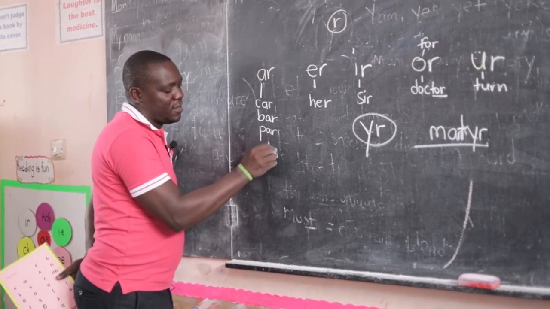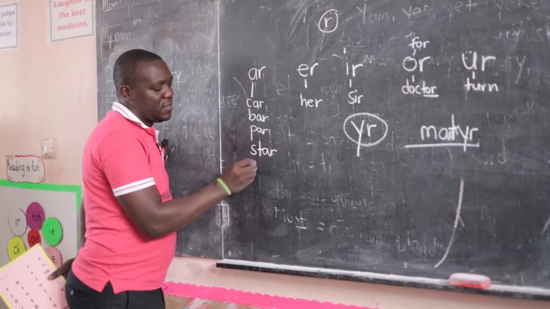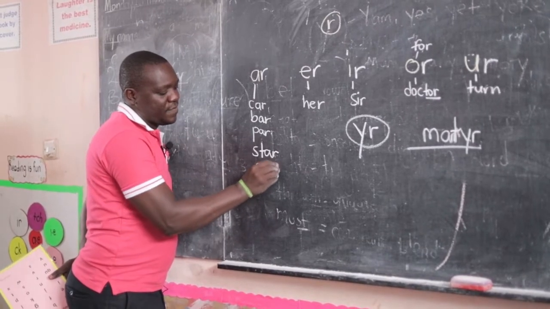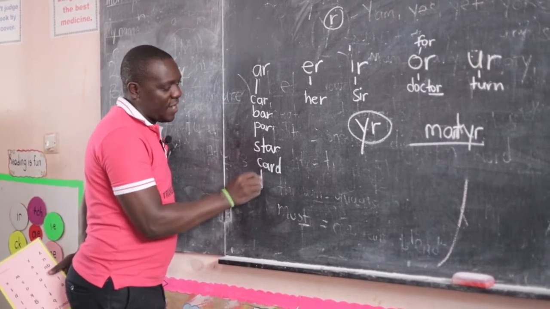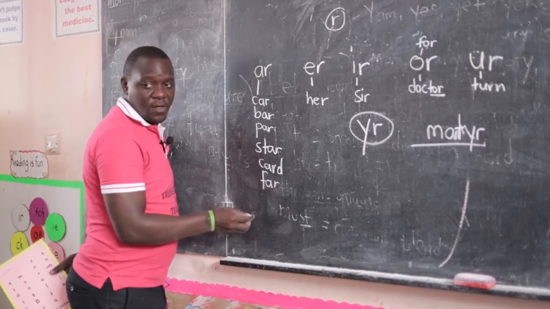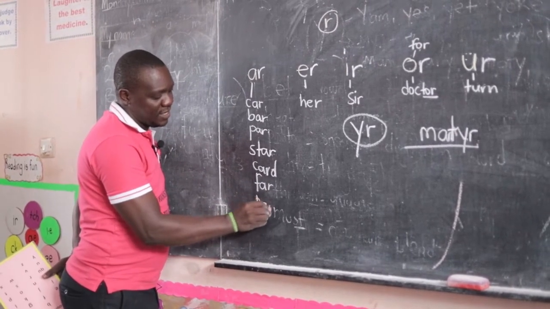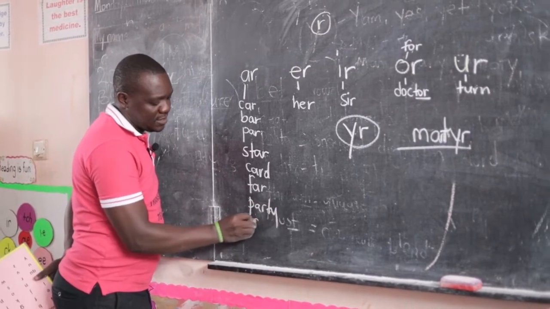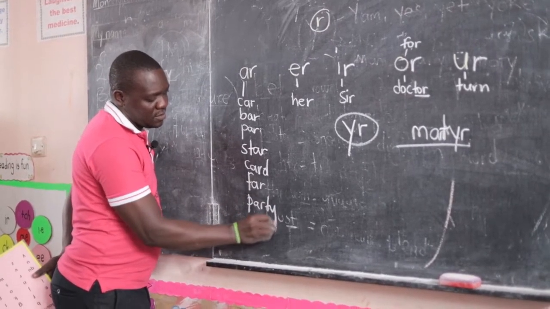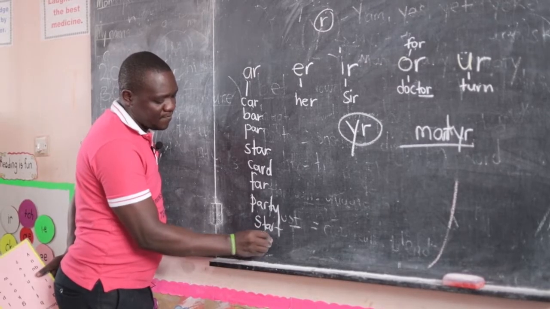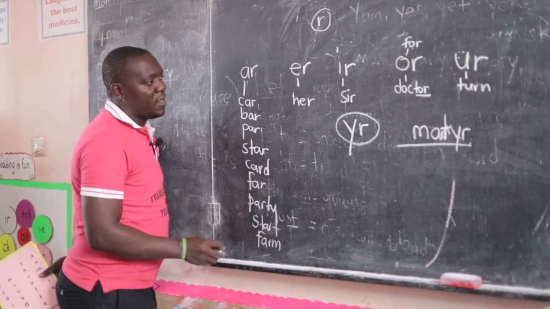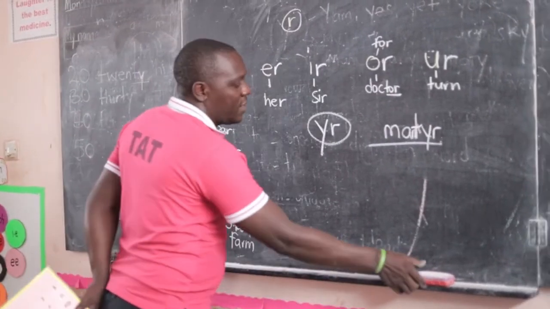Star. Card. Far. Party. Start. Farm. Then this is the R.